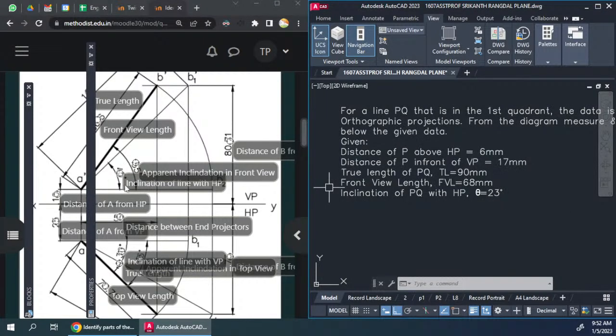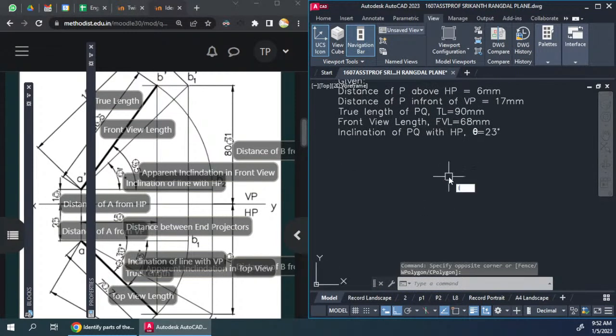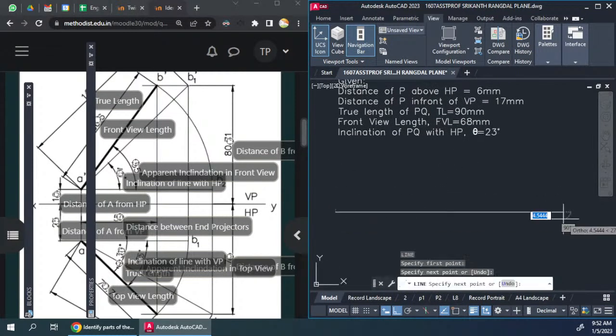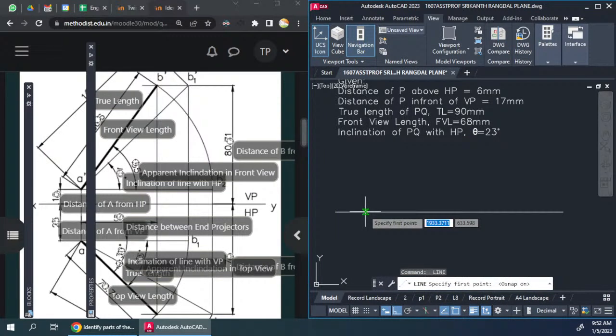So theta angle is this angle here, the angle of a dash b1 dash with the xy line. Okay, so let's go ahead and feed in the values that we have been provided. First of all, we'll have to start by drawing an xy line, and then we'll have to turn on this and nearest option. Start at some point in the upper direction, the distance is 6, and from here in the lower direction the distance is 17.